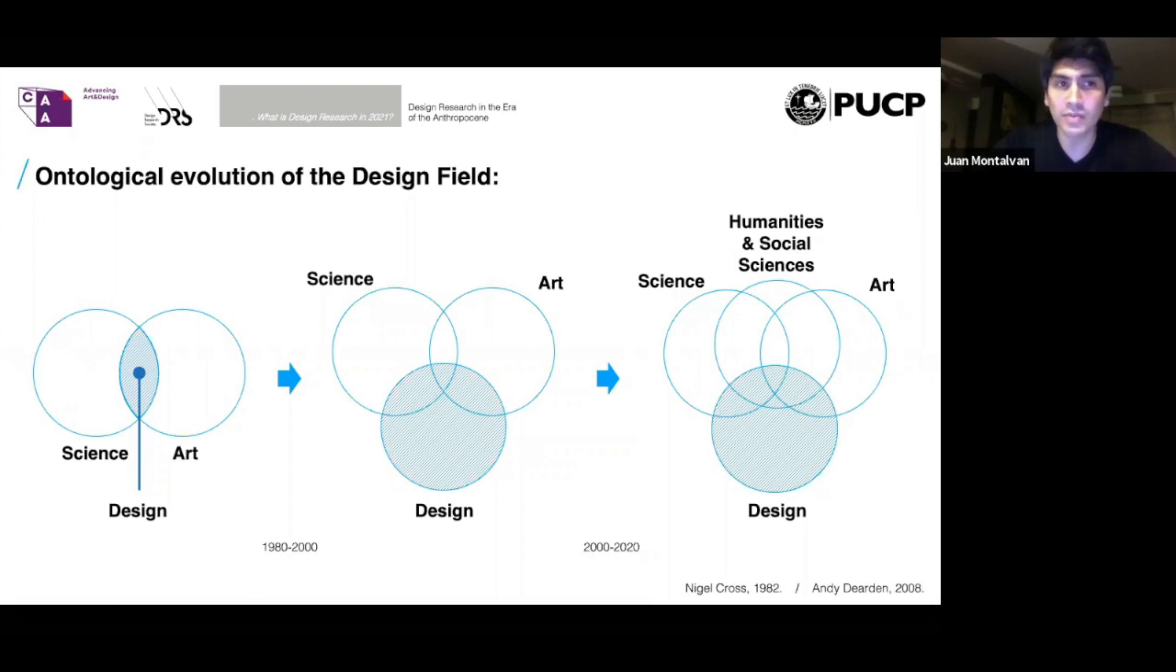First, I would like to show an ontological evolution of the design field. As we can see in the graphic, the graph shows how design has moved first from being within two different disciplines, which is science and art, to having its own disciplinary space, and then moving towards including interrelationships with other fields such as the humanities and social sciences.